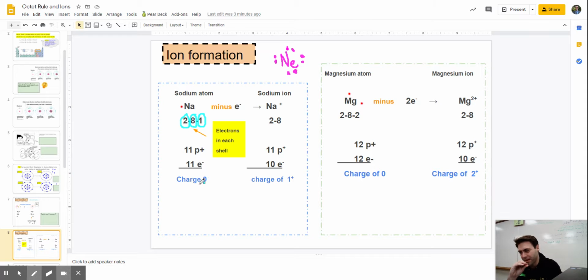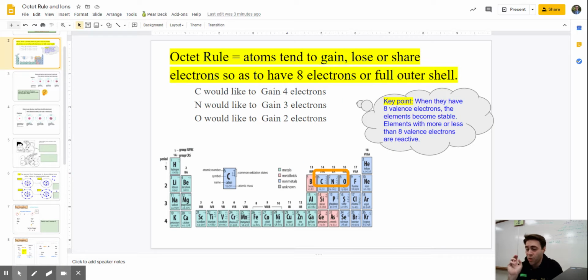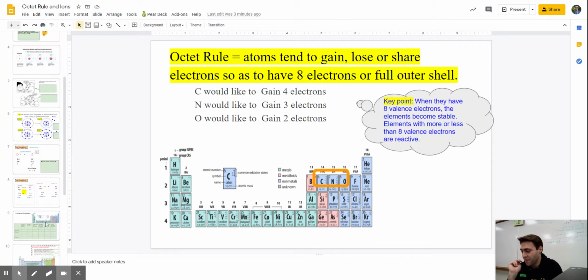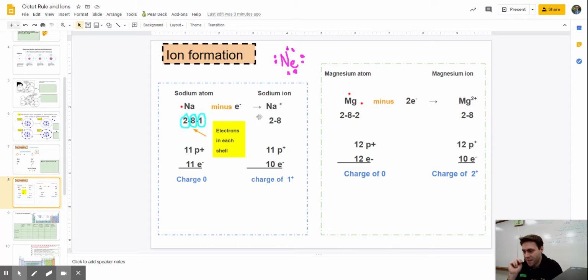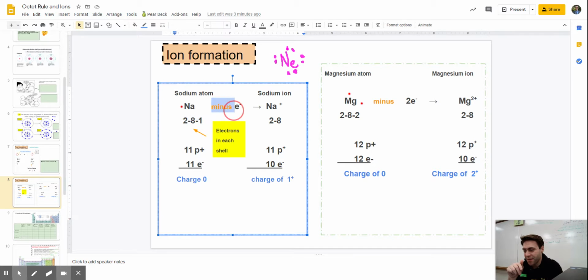But sodium's not happy. Remember what I said about the octet rule? The octet rule states that atoms tend to gain or lose electrons. So this is a case of an atom losing an electron. Sodium is going to give up an electron right here. It's going to give away a negative, and if you give away a negative, you become more positive. So instead of having 11 electrons, sodium has 10. It gave away an electron.